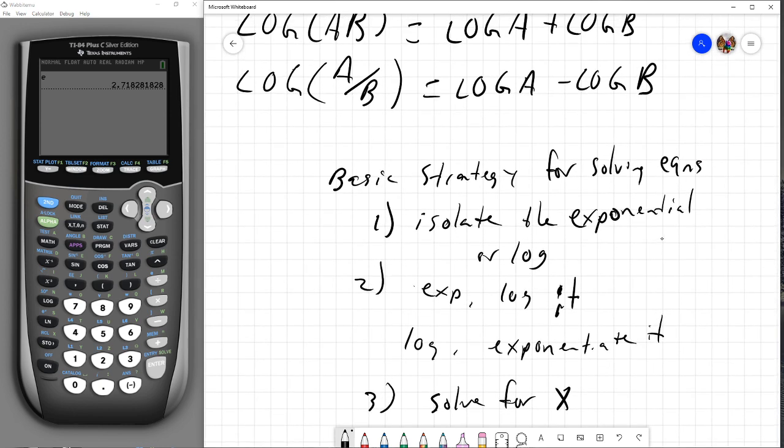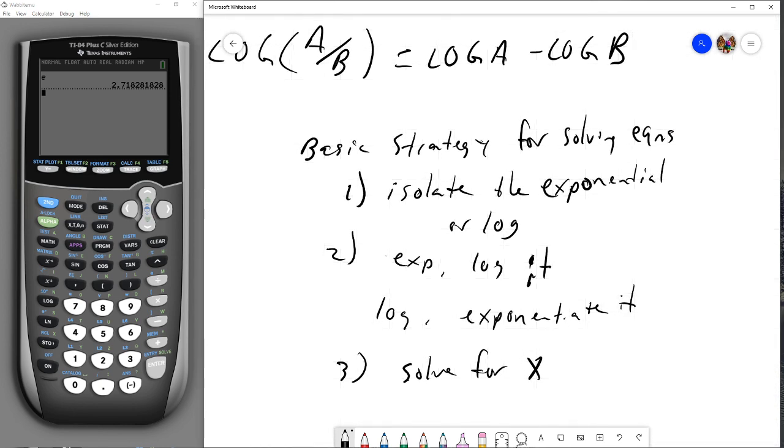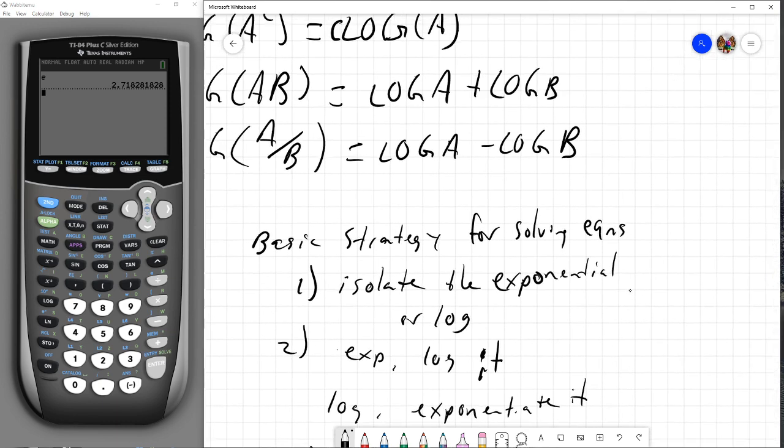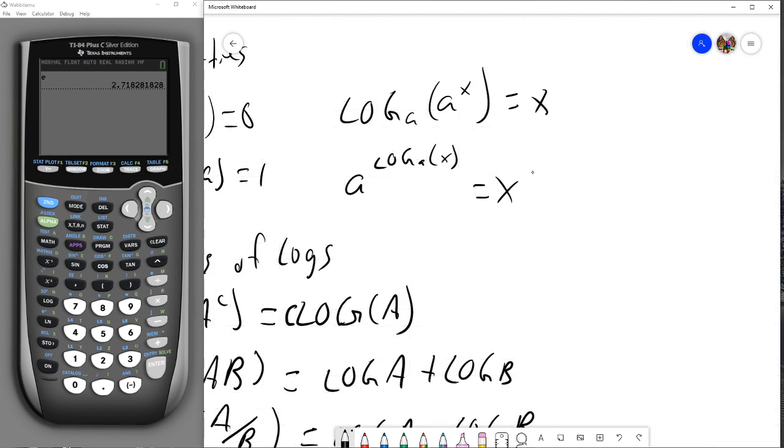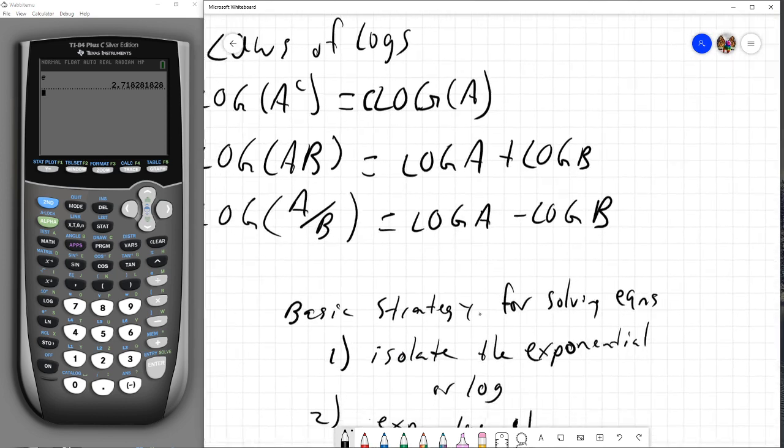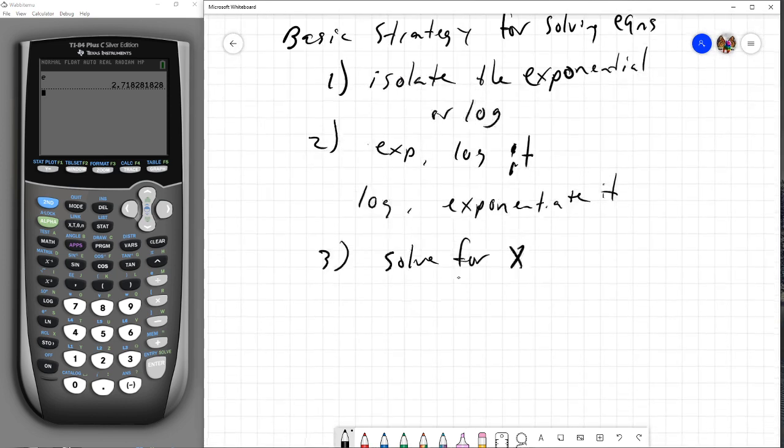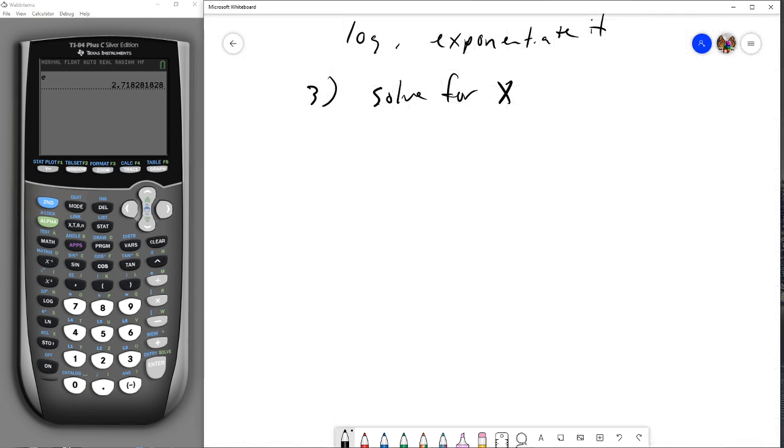So there are two properties we relied heavily on for our basic strategy in solving, these two right here. When you had an exponential, we would log it, and that would just give out the x. Similarly, when we had a log, we would exponentiate, so we can get whatever was inside that log. So that was our basic strategy. And then we looked at applications.